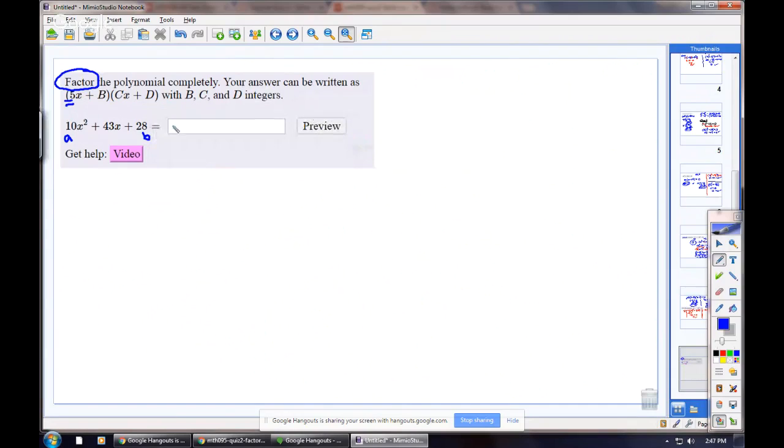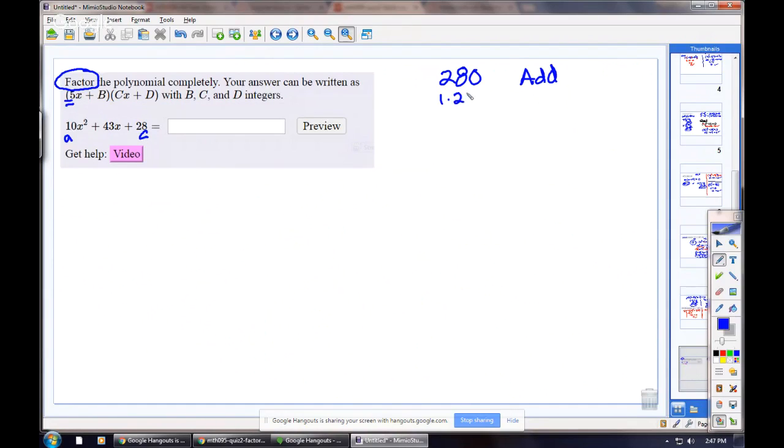First thing I do in a problem like this is I ask, is there a common factor to everything? 10 and 28 are even, 43 is not. I think 43 is prime, so I'm kind of screwed. No common factor. So I've got to take A times, ooh, I wrote B, but it's really a C. There we go. A times C, 10 times 28 is 280. Since it's a positive, I'm going to be adding factors, but now I got to find them. So carefully whip out my calculator maybe.